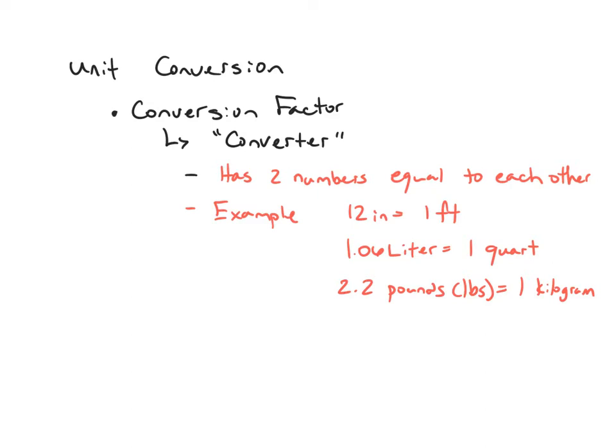Now you'll notice that oftentimes converters are always equal to one of something. Notice in all three of mine, you've got a number on the left that is larger than 1, and the number on the right is always equal to 1. Because converters are useful tools to compare units of two different things: inches to feet, liters to quarts, pounds to kilograms. The last one I'm going to show you is this one: 2.54 centimeters equals 1 inch.